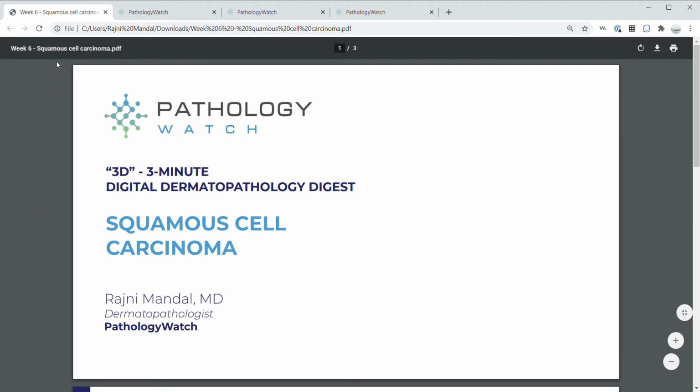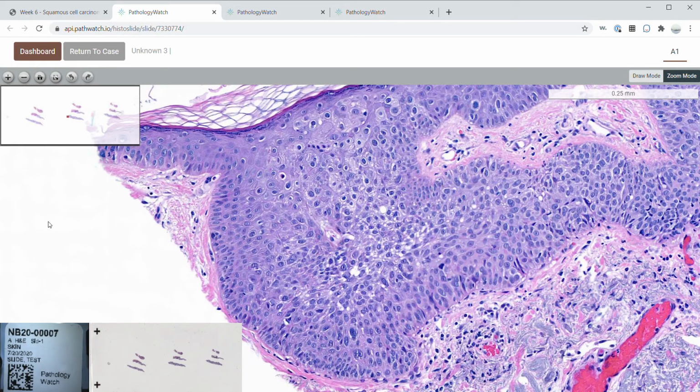Today's topic is squamous cell carcinoma. Squamous cell carcinoma is a malignant squamous proliferation, most commonly due to chronic solar damage and mutations in p53. This is one form of squamous cell carcinoma known as squamous cell carcinoma in situ. This is a malignant squamous proliferation involving the epidermis.